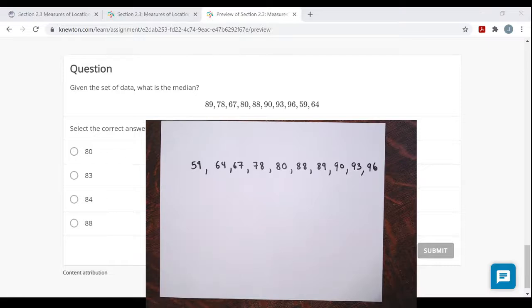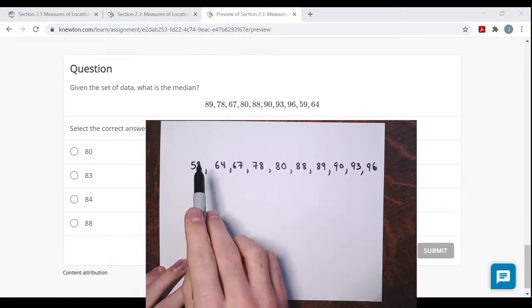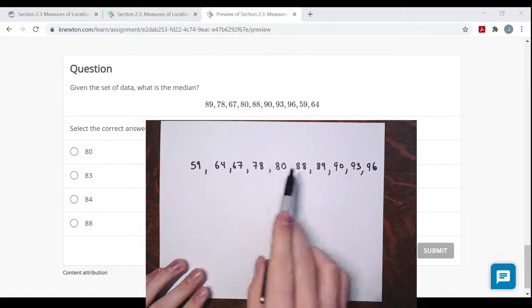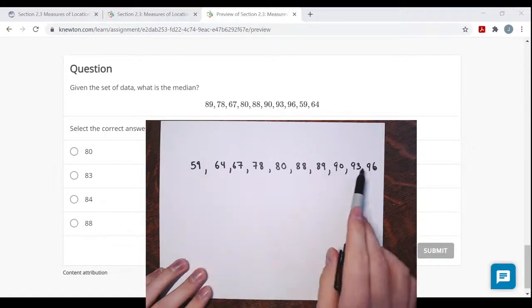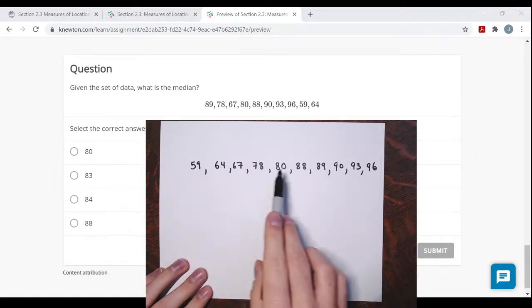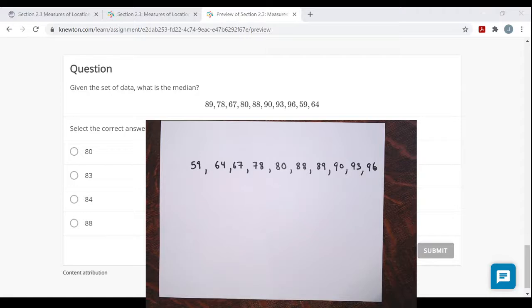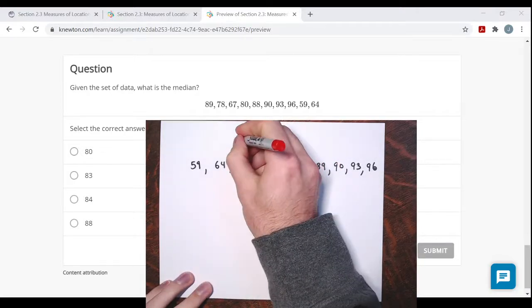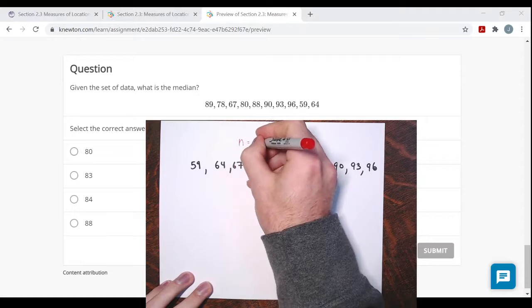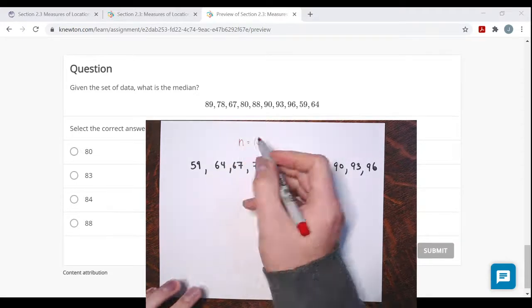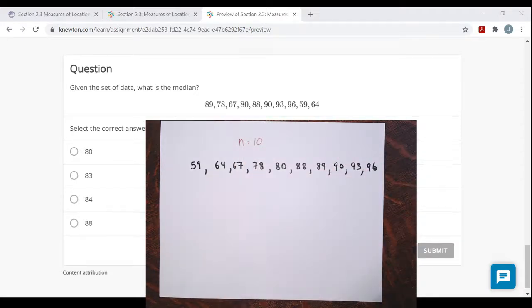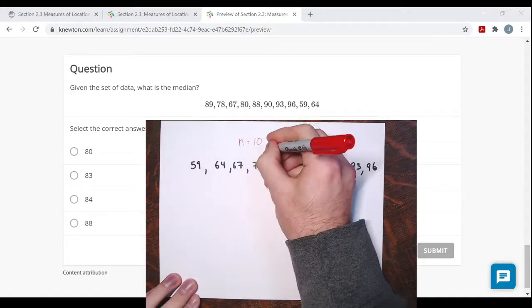Okay, so I've pulled up here. I've just taken those numbers and I did this by hand. Just rearrange those same numbers in order from least to greatest. And then there are an even number of values, right? The number of values here, which I'll call n, is 10. Usually n will represent how many data values you have in a data set. That is an even number.